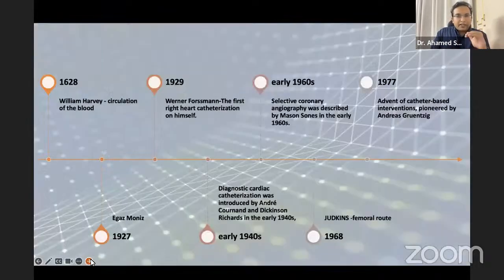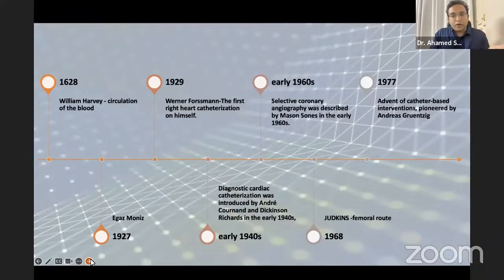So going to the history, it all started when we were looking into the circulation; the circle of Willis was first described in 1628 by William Harvey. In 1927, Dr. Egas Moniz did the first angiography. He approached through a cut-down through the subclavian route. In 1929, Werner Forssmann did right-heart catheterization on himself, but that was through the venous route, through the brachial vein.